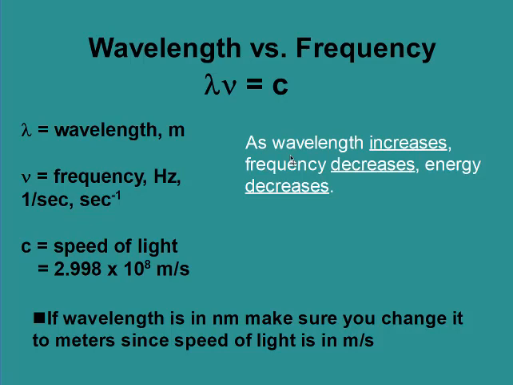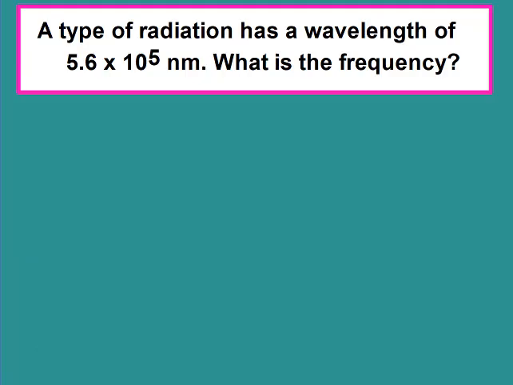And as we saw at the beginning of this video, as wavelength increases, frequency decreases and energy decreases. So wavelength and frequency are inversely related. Frequency and energy are directly related. So this first problem says, what is the frequency if we know that the wavelength is 5.6 times 10 to the 5th nanometers? So we only know one equation for now, which is speed of light is equal to wavelength times frequency. We're looking for the frequency, which means we need to divide both sides by wavelength, giving us this as our equation.